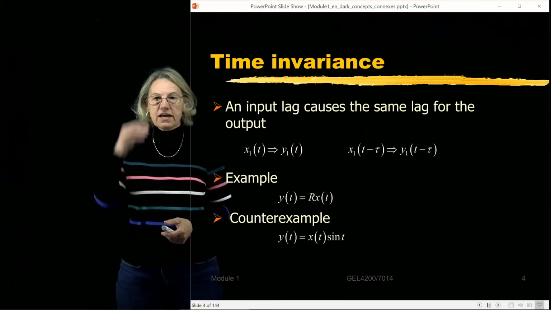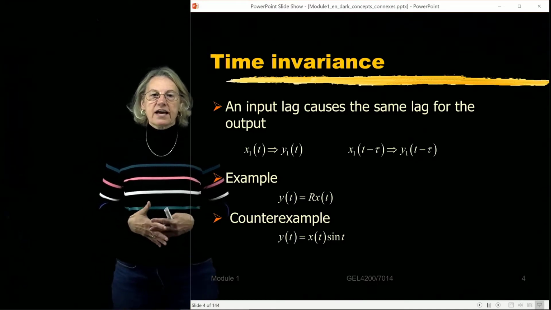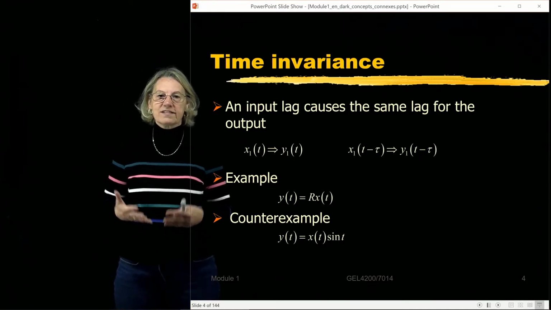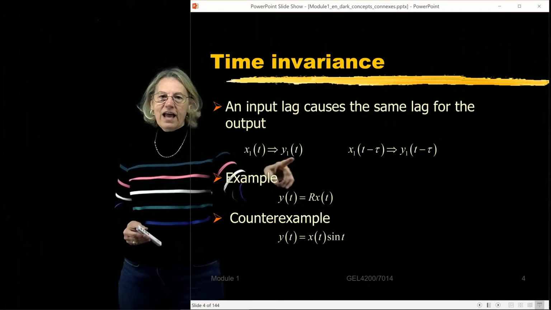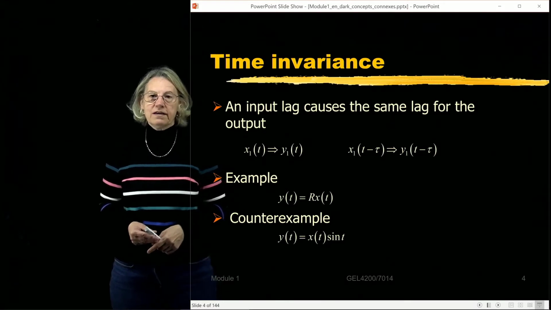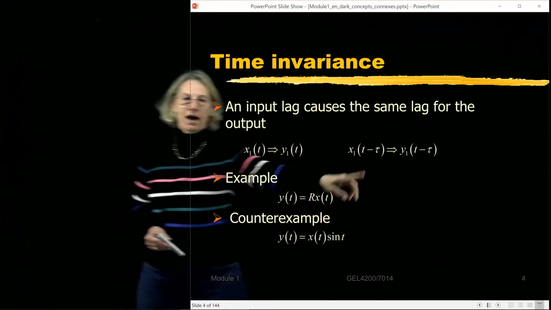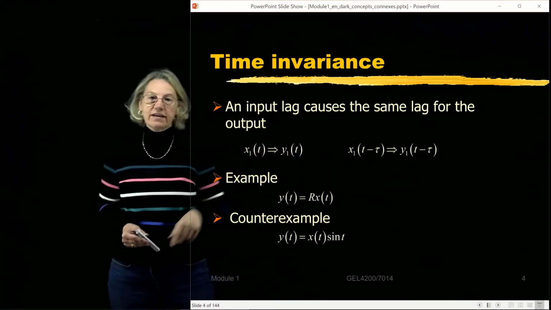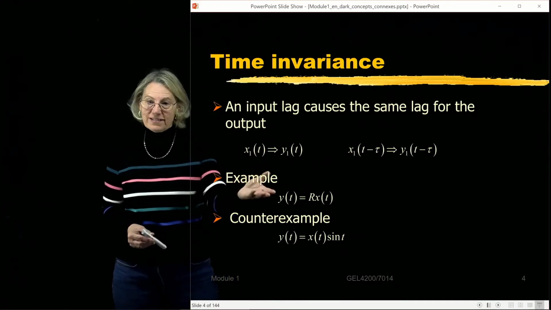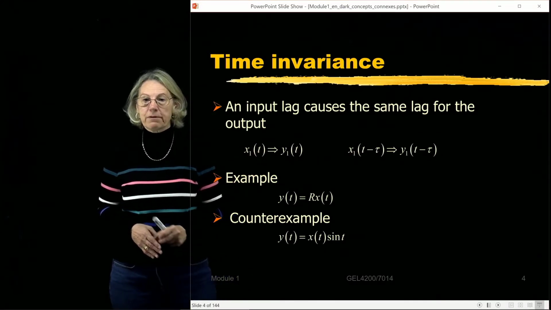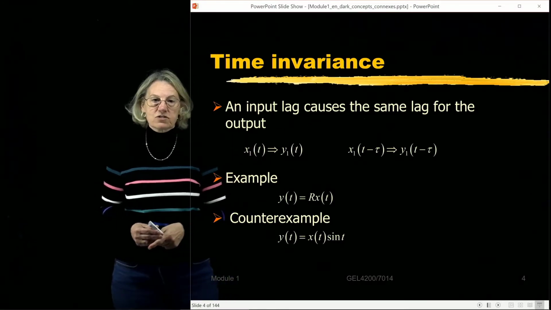Time invariance is the other part of the LTIS, and the idea of time invariance is that an input lag causes the same lag at the output. So again, if I put in x1 of t, and at the output I get y1 of t, then if at the input I send the exact same signal but with a lag of tau, at the output I'll get the exact same output, but this time with the same lag. Again, a good example would be an ideal amplifier. It's just multiplied by the gain, so if there's a lag, clearly it's also there.